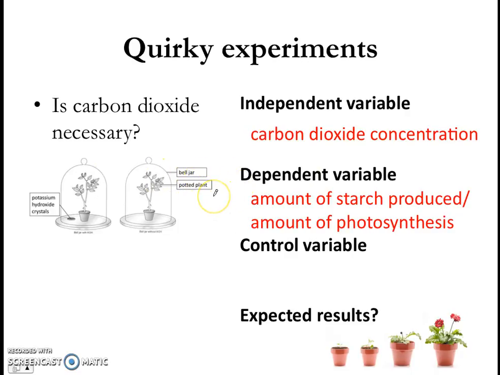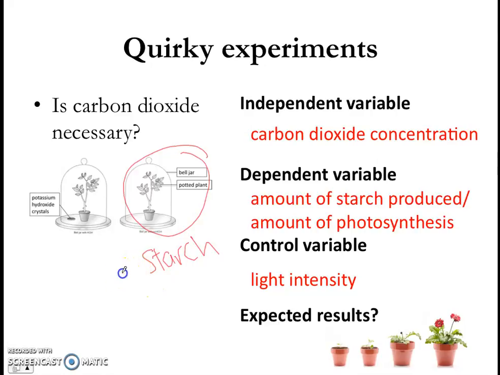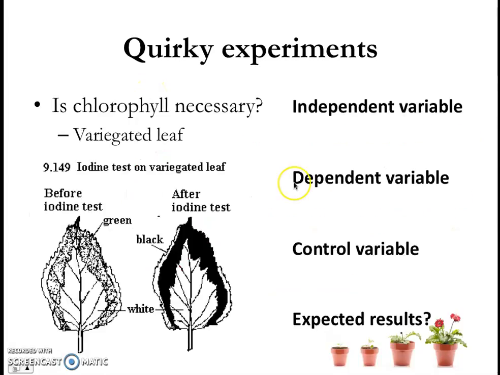The control variables will be things like, where do I put these two pots? I must put them in the same kind of light intensity. Or, what kind of plants are these? They must be the same type of plant. And the expected results would be that this plant here has starch, right? Because photosynthesis took place. But this plant here would have no starch produced because no photosynthesis took place. And that's how we know that carbon dioxide is necessary for photosynthesis.